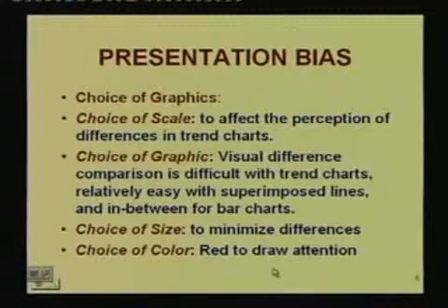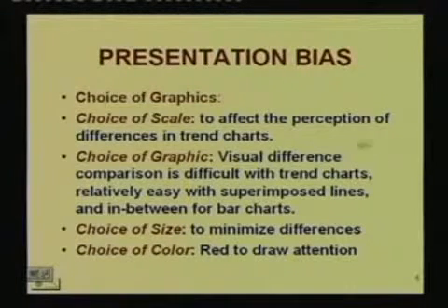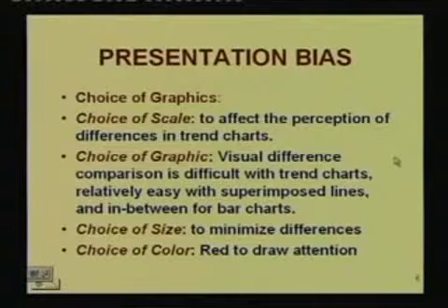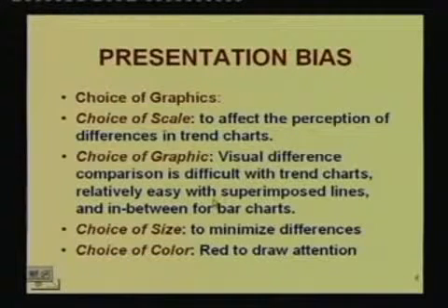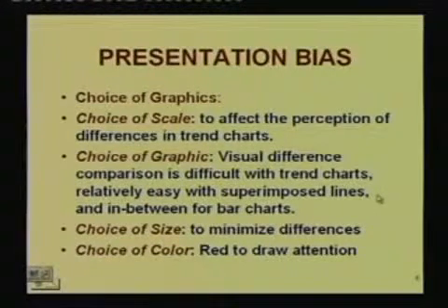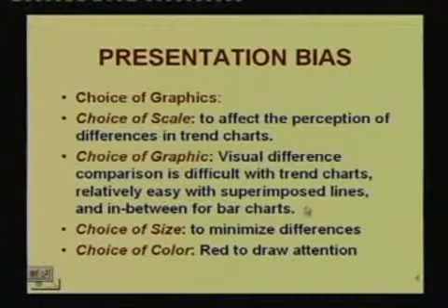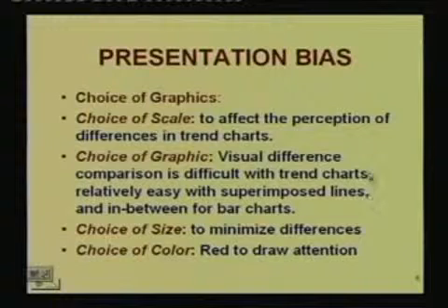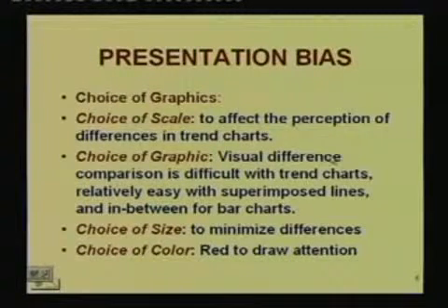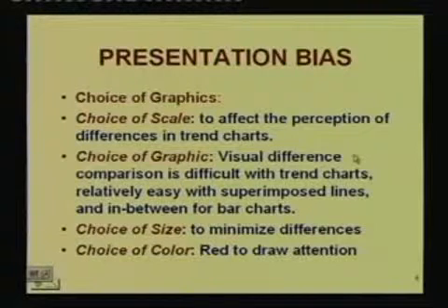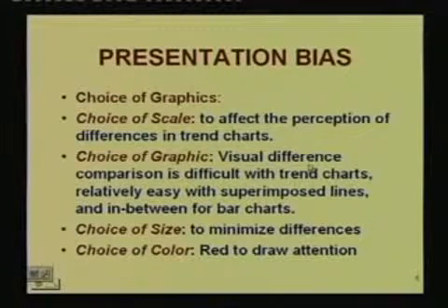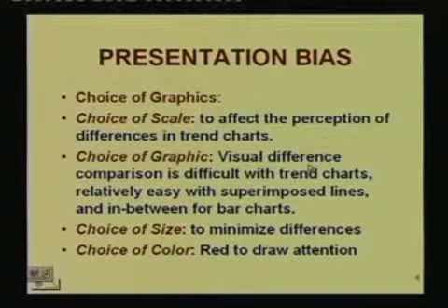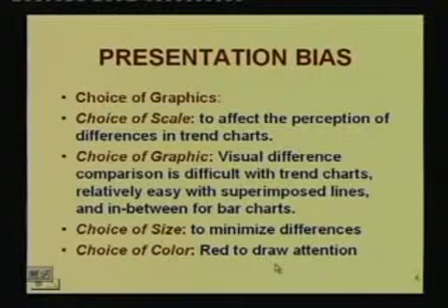Then some examples, like choice of graphics and choice of scale, affect the perception of differences in trend charts. Again, in choice of graphic, visual difference comparison is difficult with trend charts, relatively easy with superimposed lines, and in between for bar charts. So whether to go for bar charts, superimposed lines, or trend charts: if we need to highlight the difference, it is better to go for superimposed lines or bar charts. But if we go for trend charts, the visual difference will probably be difficult. Choice of size: minimize the differences. Choice of color: something like red to draw attention.